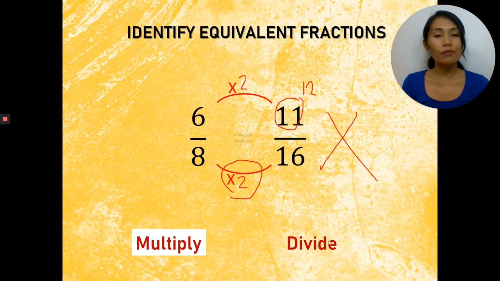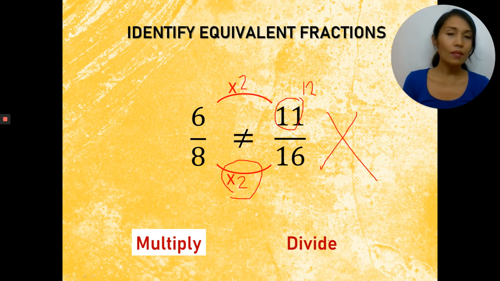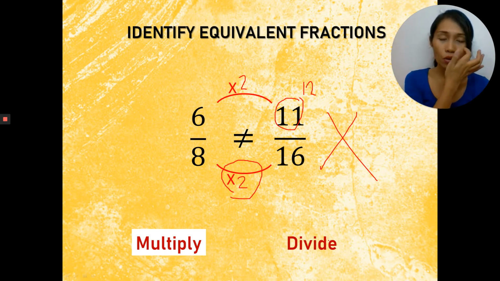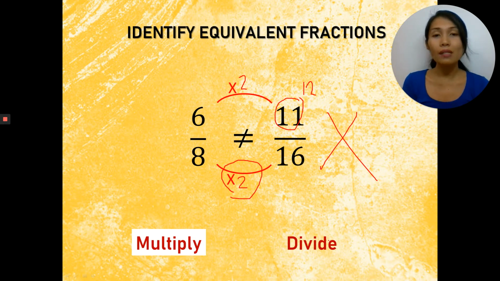Even if you use divide here, they're not equal. Even if you use divide, you'll still get the same answer. 11 divided by 2 cannot, because there'll be a remainder. So that means 6/8 is not equal to 11/16.